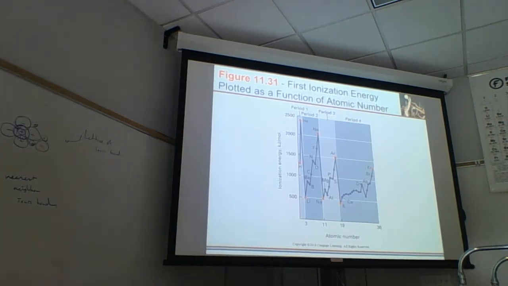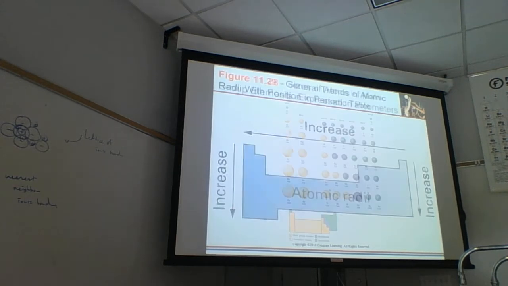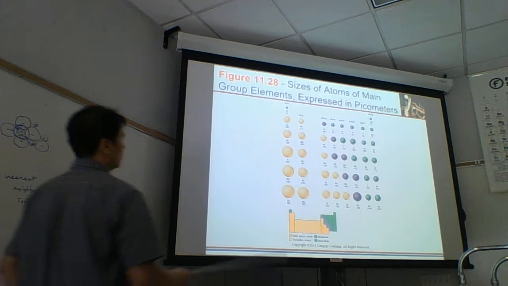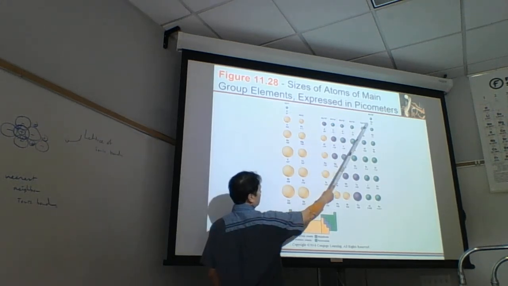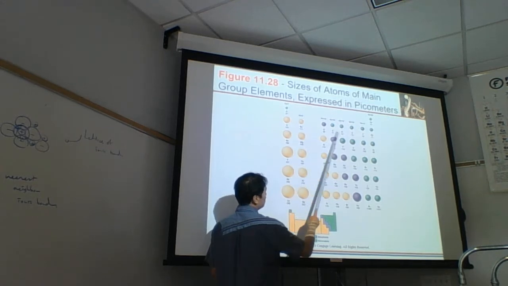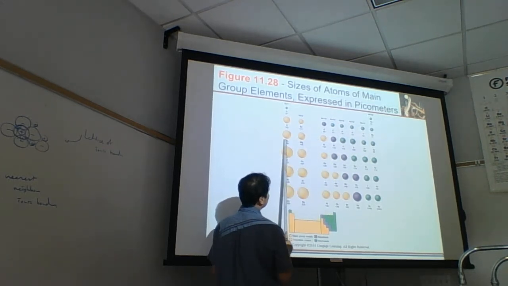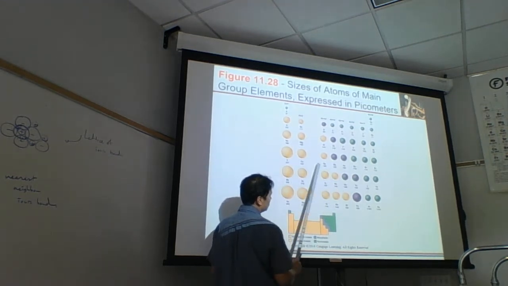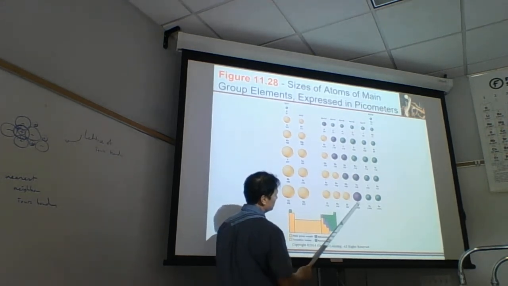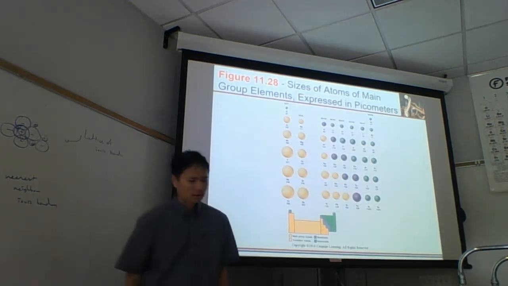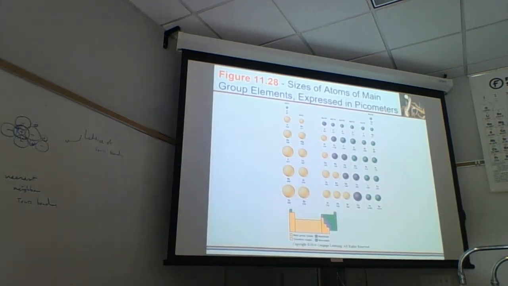And so the same thing goes back here. Go across, more protons, smaller. Add a shell, it gets bigger. More protons, gets smaller. Add a shell, gets bigger. More protons, gets smaller. Add a shell, and so on. There are going to be blips in there, but otherwise, that's the general pattern.